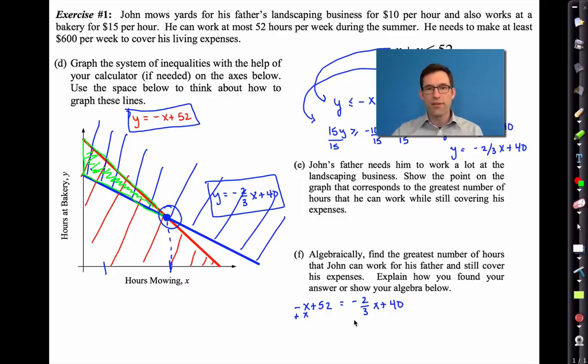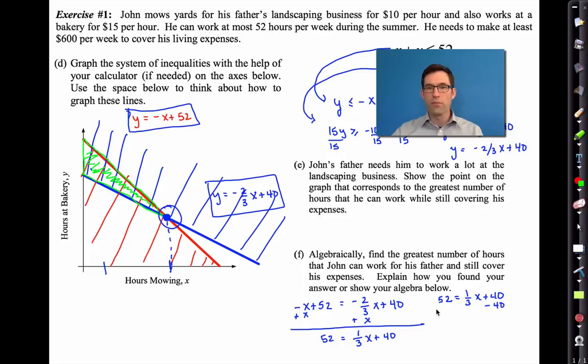Kind of up to you, but I think I'll add a positive x to both sides. That'll leave me with 52 over here. Now, negative 2/3 plus positive 1 would be a positive 1/3 x. Think about that for a second, plus 40. I'm going to rewrite that up here so that we can see it a little bit better: 52 equals 1/3 x plus 40.